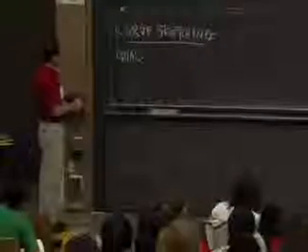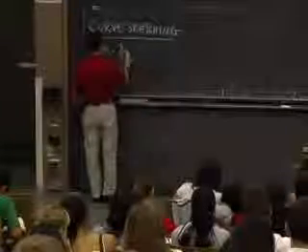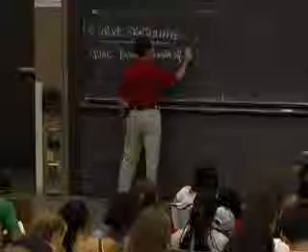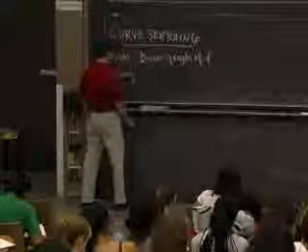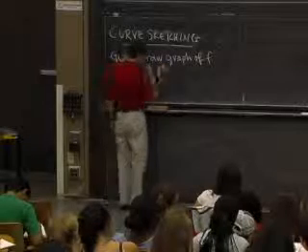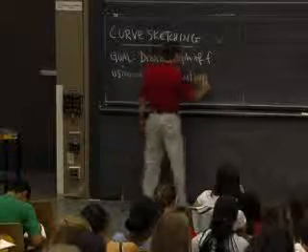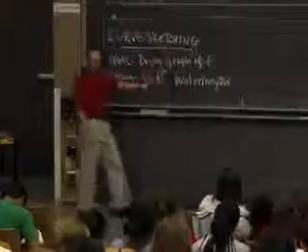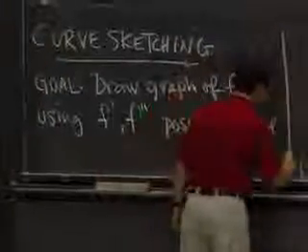All right, so here's our goal. Our goal is to draw the graph of f using f prime and f double prime, whether they're positive or negative. Okay? So that's it. This is the goal here.